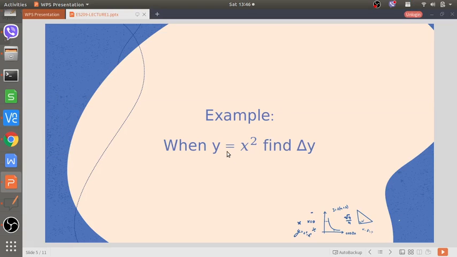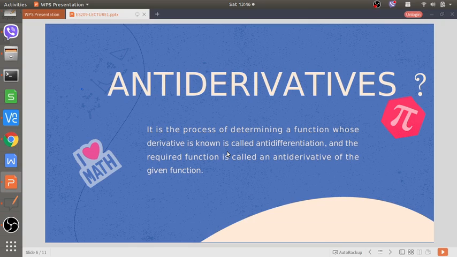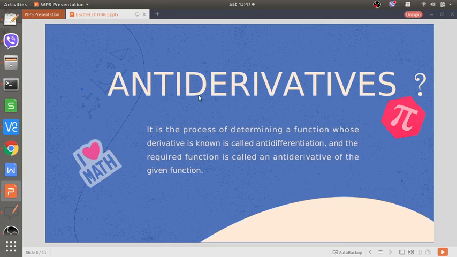So, next is the antiderivatives. The process of determining a function whose derivative is known is called antidifferentiation, and the required function is called an antiderivative of the given function. So, basically, it is the reverse of derivatives, as the word antiderivative suggests. It is also called integration.